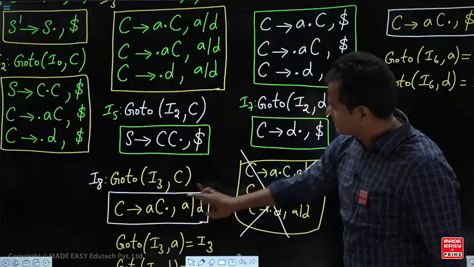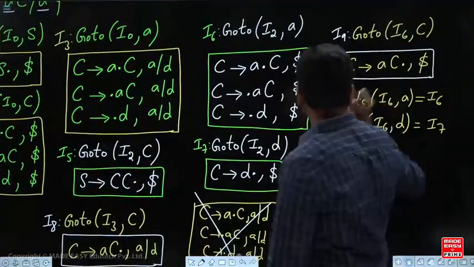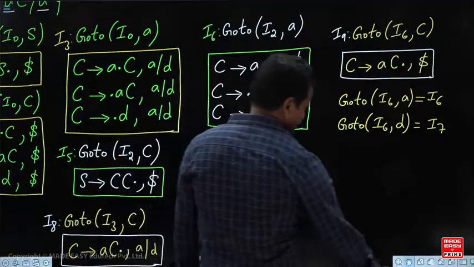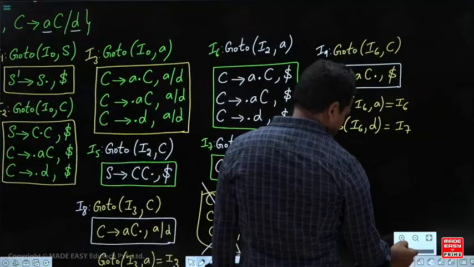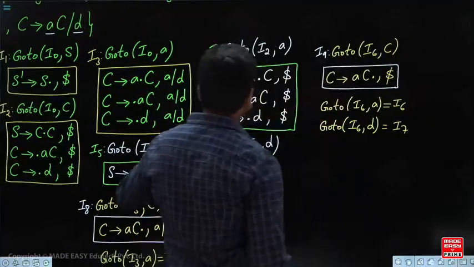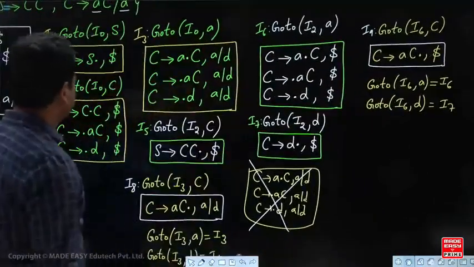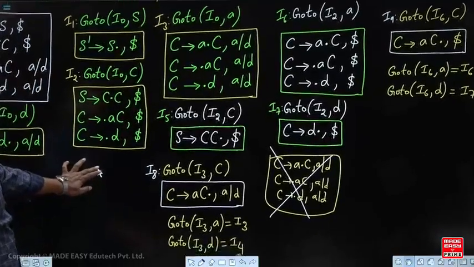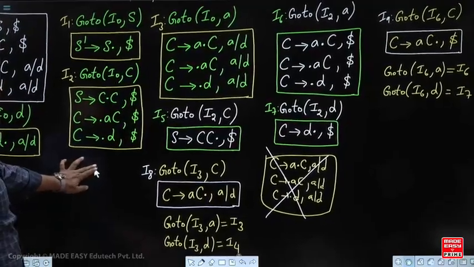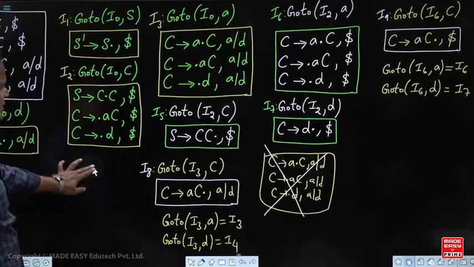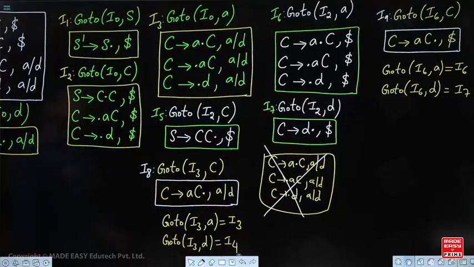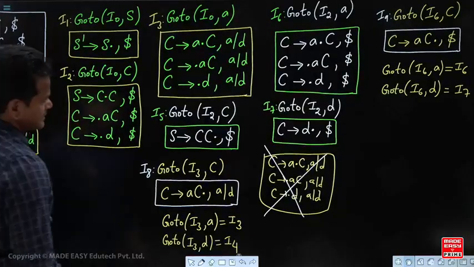I8, dot after nothing, completed. I9, dot after nothing, completed. So that's all. We have I0 to I9, which is 10 states. Total we have 10 states. So anybody who still has not done it, you just copy this one.